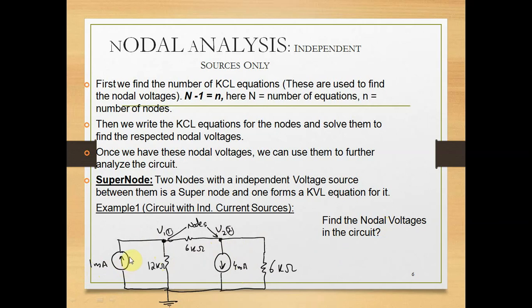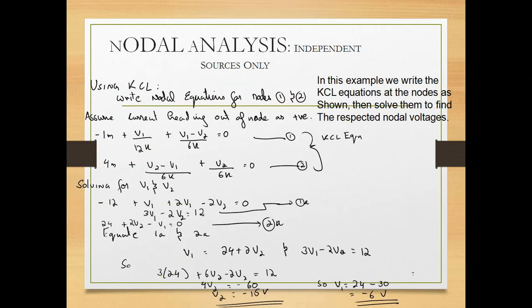Then basically here, 1, 2 and 3, there are three loops. The number of equations is n minus 1, where n is 3, so 3 minus 1 means 2. There are two equations we have to find and solve for the node voltages V1 and V2 respectively. Then using Kirchhoff's current law, in this example we write the equation at the node as shown in the figure and solve them to find the respective node voltages.